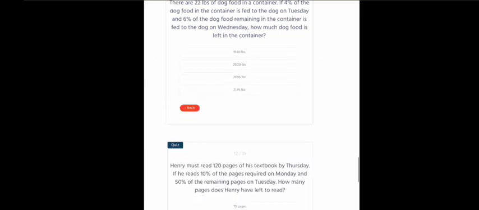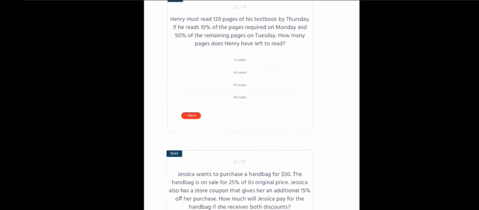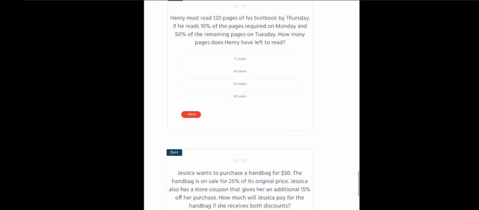Just have a couple questions left. We're breezing through this. Question 12 says, Henry must read 120 pages of his textbook by Thursday. If he reads 10% of the pages required on Monday, and 50% of the remaining pages, and that's important, on Tuesday, how many pages does Henry have left to read? So Monday he reads 10%. Tuesday he reads 50% of the remaining. All right, let's do it. And they want to know how many pages he has left.